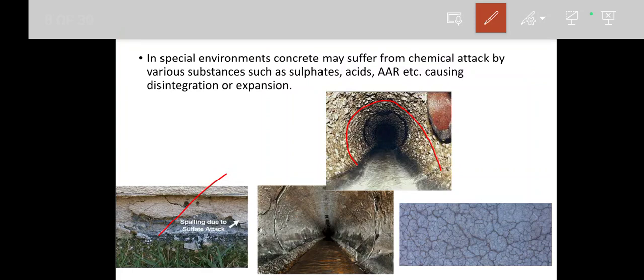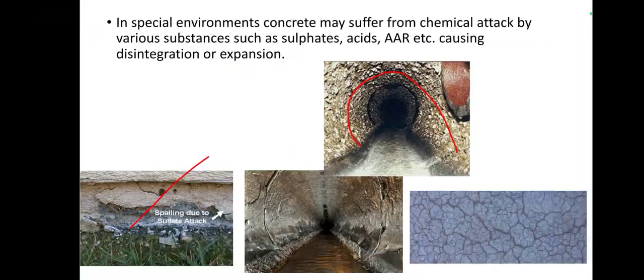Sometimes this type of alkali silica reaction also will happen. Alkali aggregate reaction, if you have poor quality aggregate and cement whose alkali content is more, this type of problem will be created, and expansion will happen.